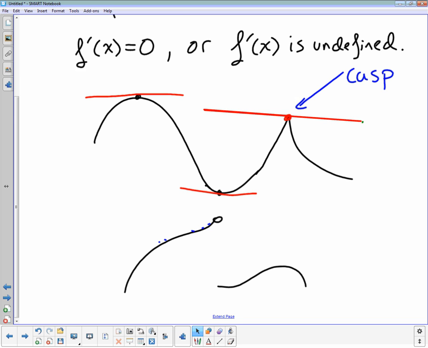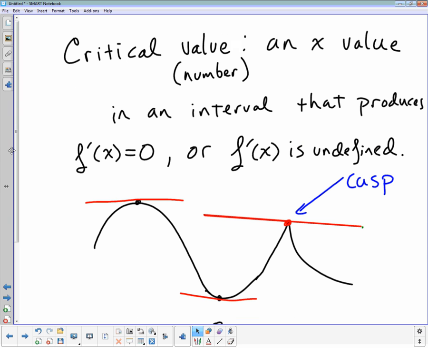Or whenever we have a point that has that sharp cusp, that's a critical point. And those are the places that you want to test. Because when we're looking to find extrema, extrema occur wherever you have a horizontal tangent.